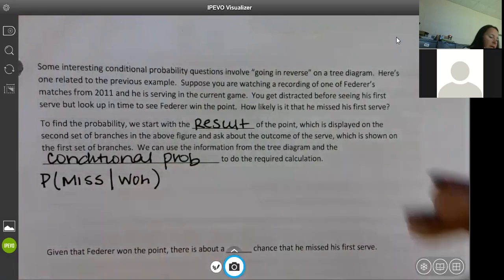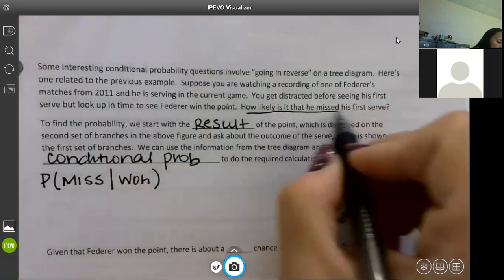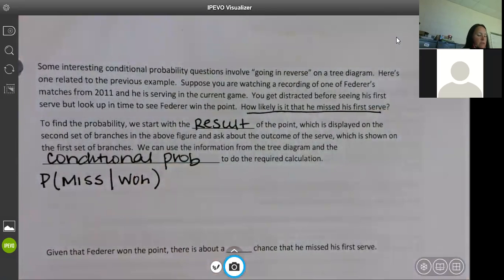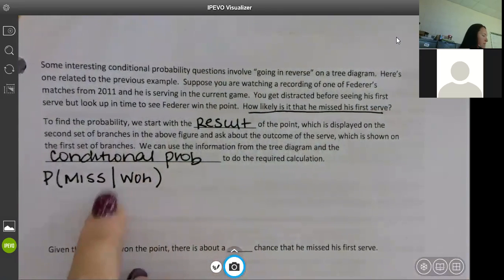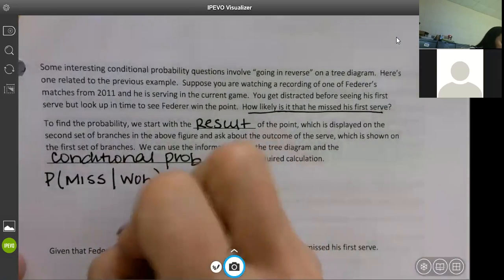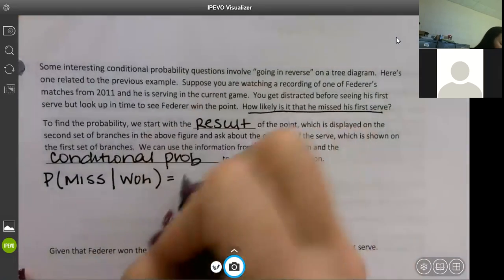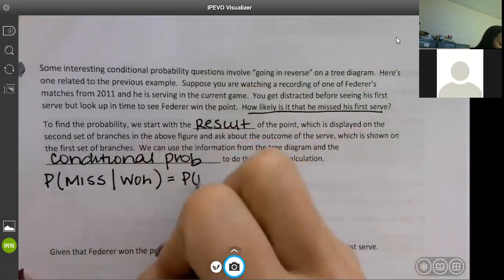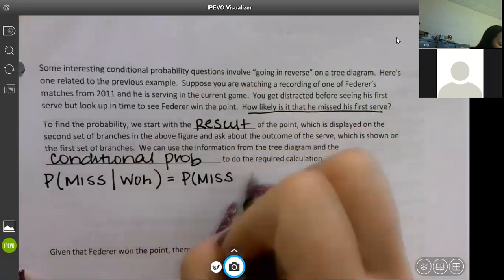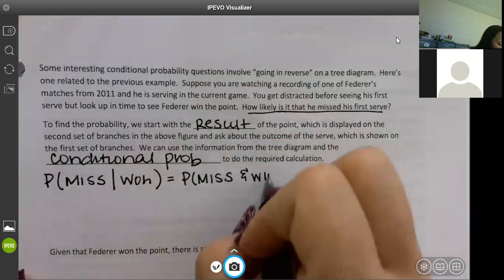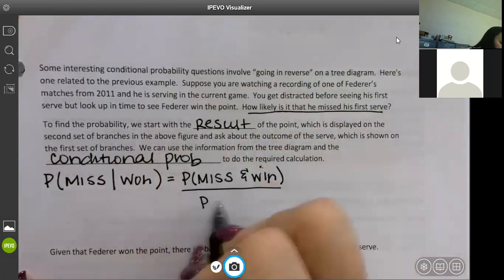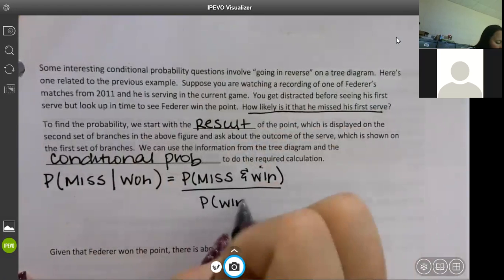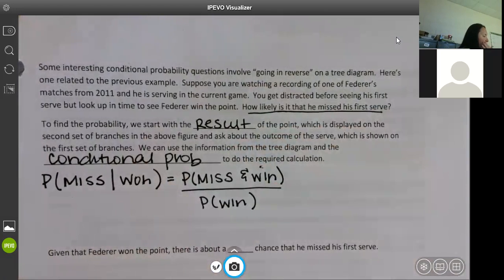Okay, so again, it said, how likely is it that he missed his first serve? So we know that he won. So given that he won, we want to know the probability that he missed, given that he won that first serve. So remember, our formula says the probability of miss and win over the probability of win.